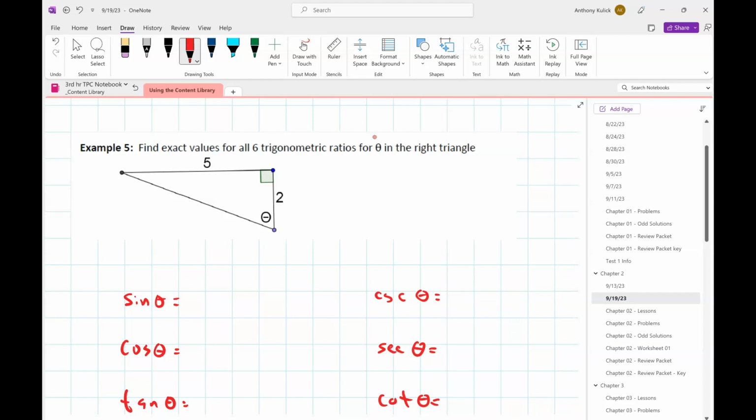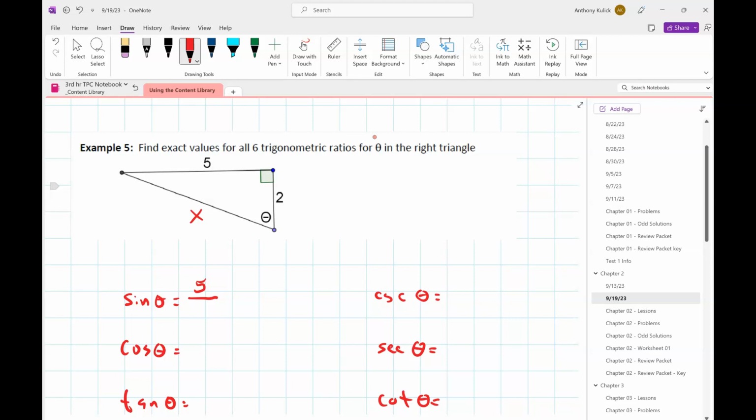How do I do sine? SOHCAHTOA is opposite over hypotenuse. Great. So what's the opposite for the theta in our picture? 5. And what's the hypotenuse? You don't know. Can we find it? Yes. How do we do that? Math, specifically Pythagorean theorem. Great.